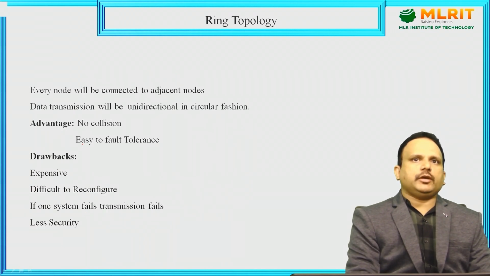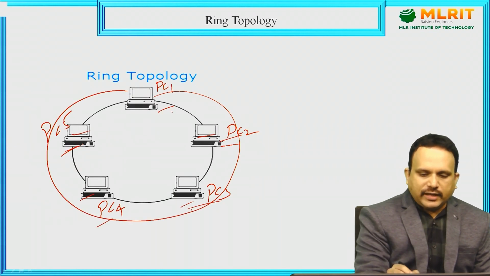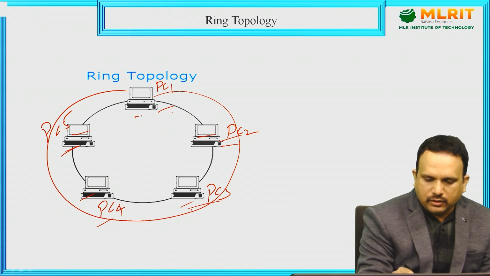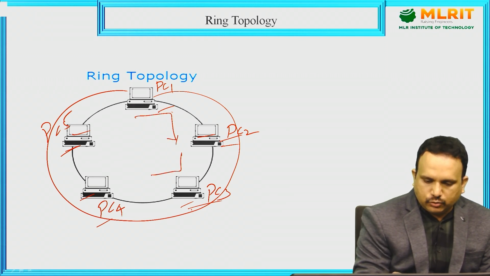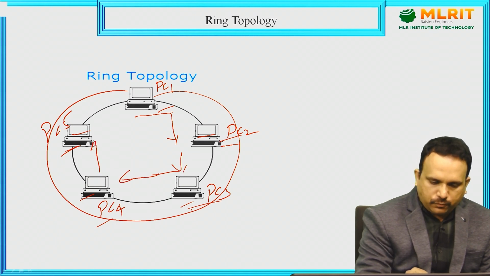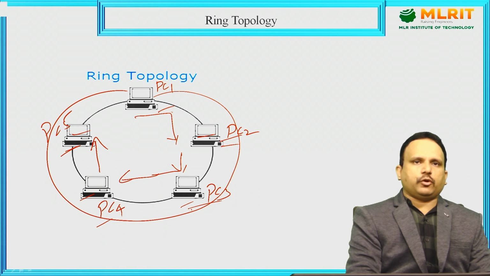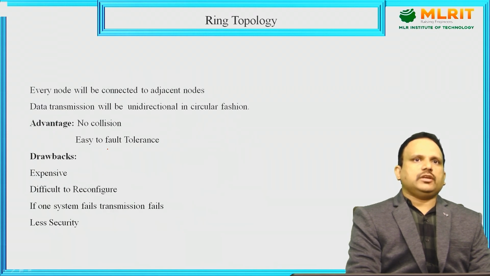Data transmission will be unidirectional in circular fashion. For example, if PC1 wants to transmit data to PC4, it goes PC1 to PC2, PC2 to PC3, PC3 to PC4, and PC4 to PC5. So the data is transmitted unidirectionally. As the data transmission is unidirectional, there is no possibility of collision. Collision occurs only if data is transmitted in opposite directions. As they transmit in only one direction, collisions will not happen. So it is easy to tolerate faults.